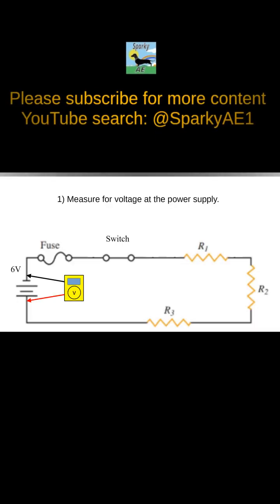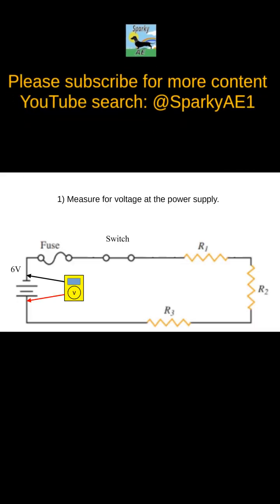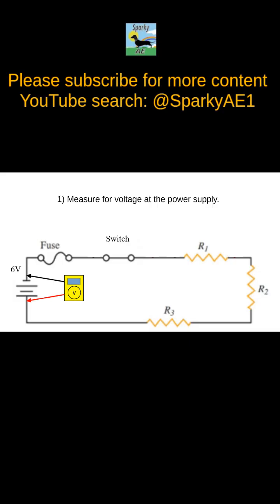To begin the troubleshooting process, measure to determine if there is voltage at the supply. Remember, a bad battery can still have a high voltage reading when it is not connected to a load. When checking the battery for proper voltage, make sure the switch S1 is closed.